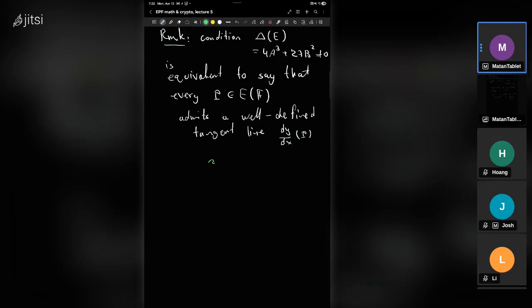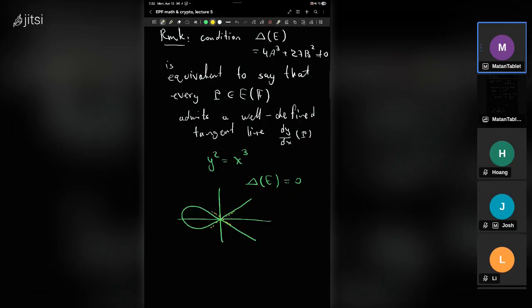An example of something that has this shape, let's say y squared equals x cubed. The discriminant here is 0. And the way the curve looks is kind of an alpha shape. And you see that I don't have a well-defined tangent line at 0, because on one hand, I would want the tangent line to be this yellow line, but it could also be this yellow line. So I cannot decide. I don't have a well-defined tangent line. But the condition on the elliptic curve is that every point admits a tangent line.